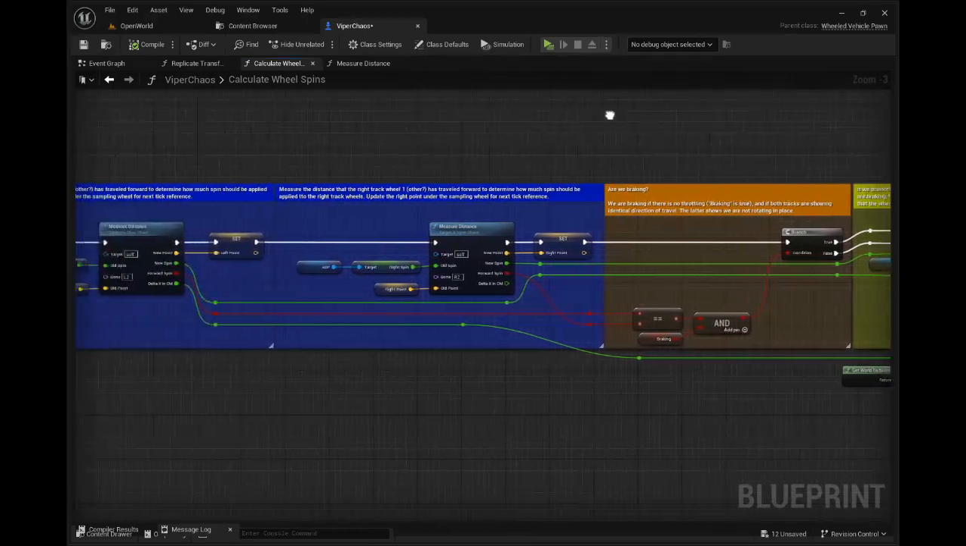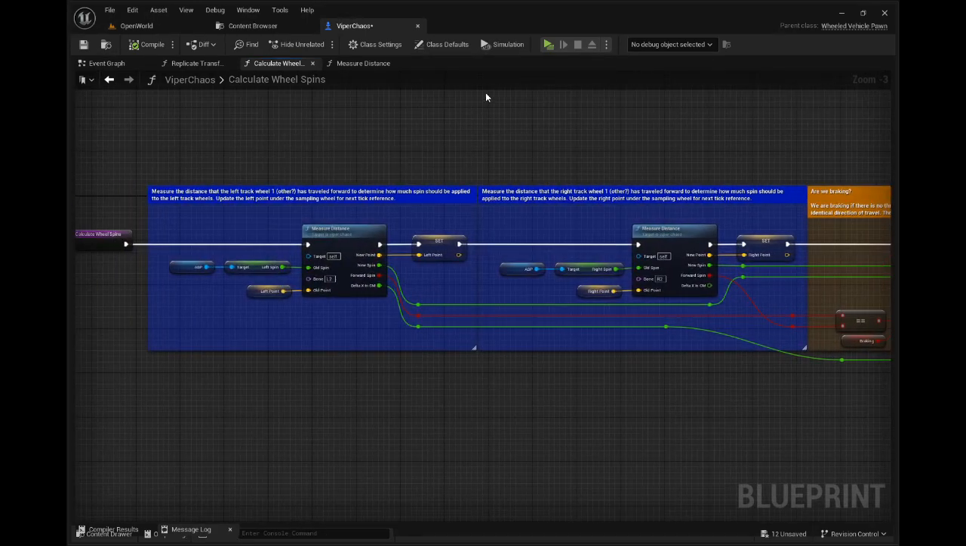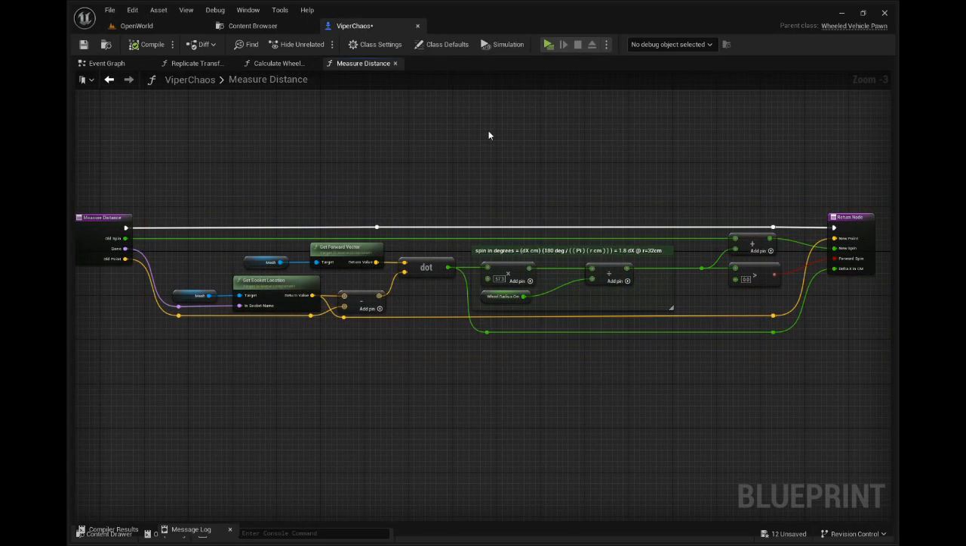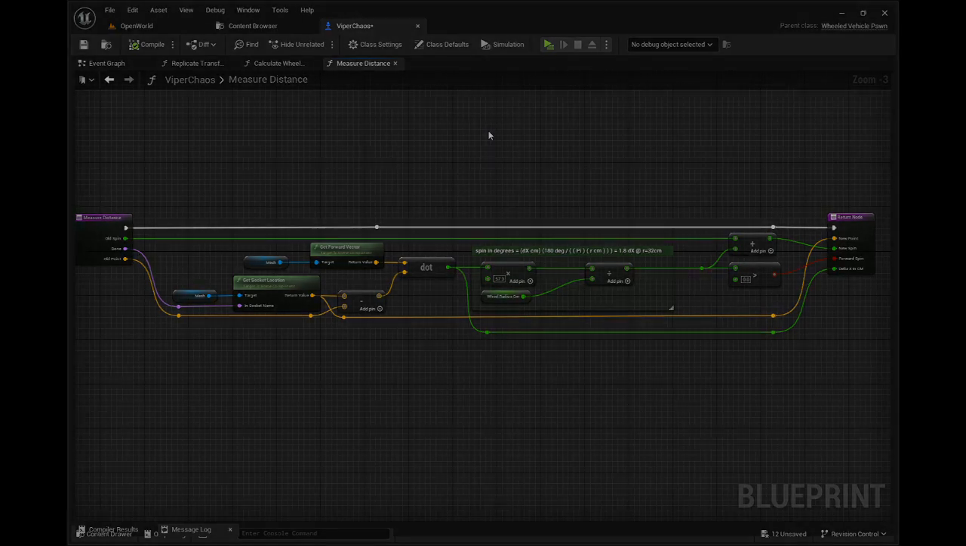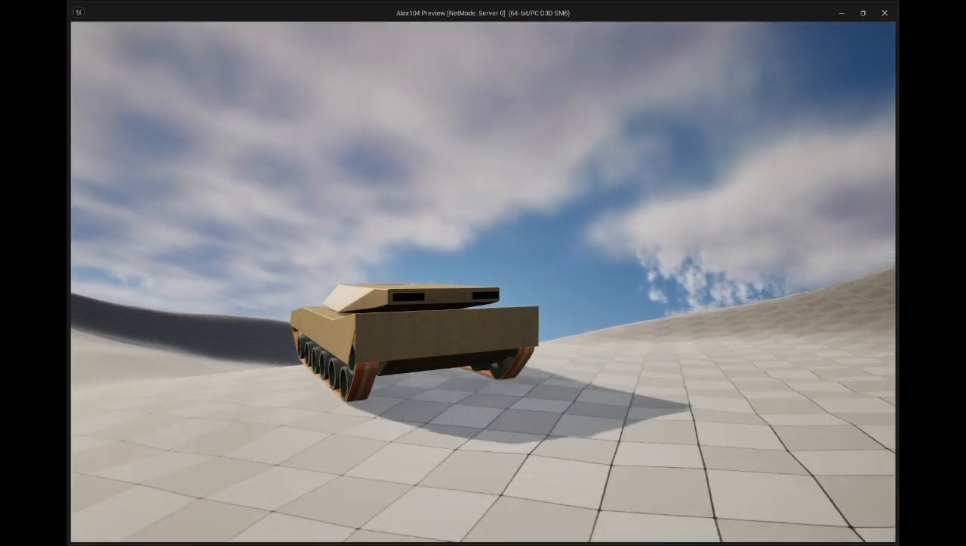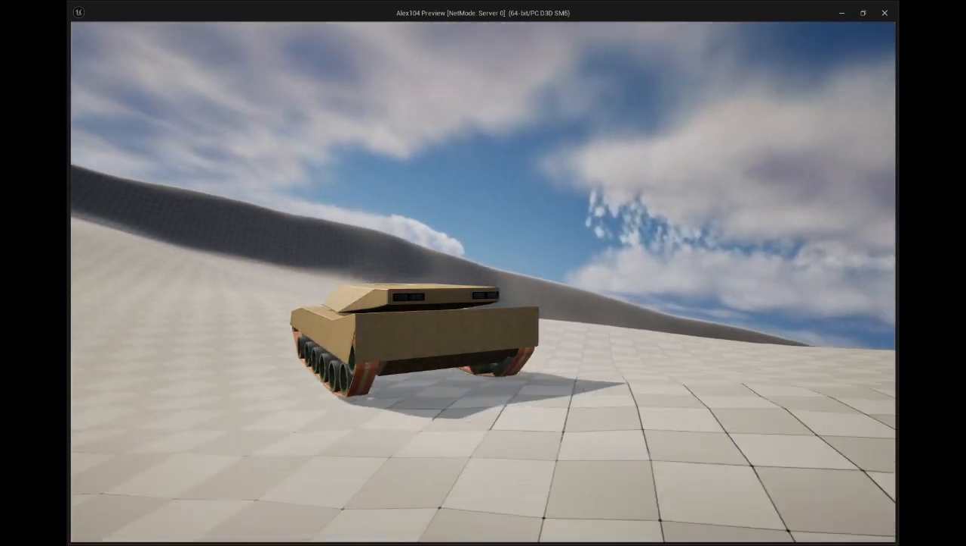So let's go back to the function measure distance and look at that. It's basically just math. We take the position of the wheel bone, look how much it traveled, and dot product that with the forward vector to determine how much forward travel occurred, determine how much distance the track actually moved, and how much spin should be applied to the wheels for that track.